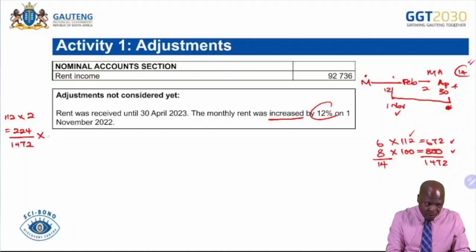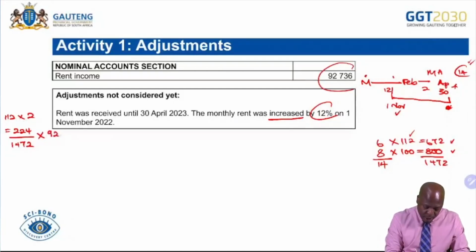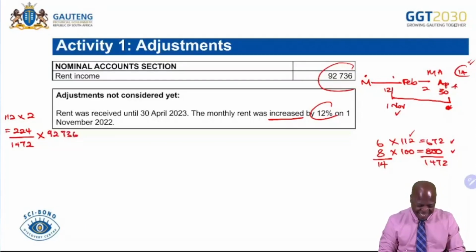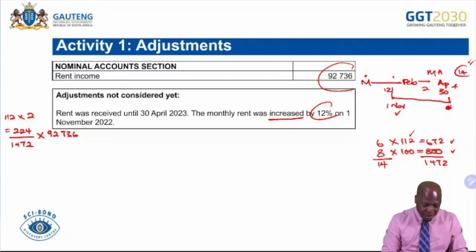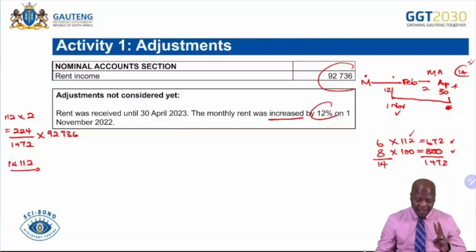Then you multiply all of this by the total rent that you were given, which is 92,736. Let's punch that in the calculator. Let's see how much we get. All right, I'm waiting for you. Okay, then we end up with 14,000. Say it again, 14,112. So this is the rent that we've received in advance for 2 months, that is March and April.